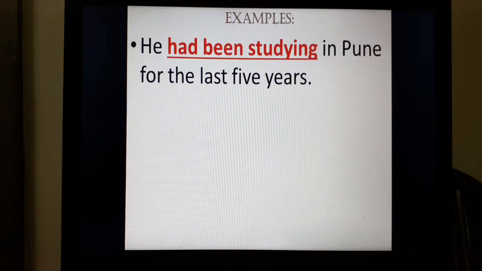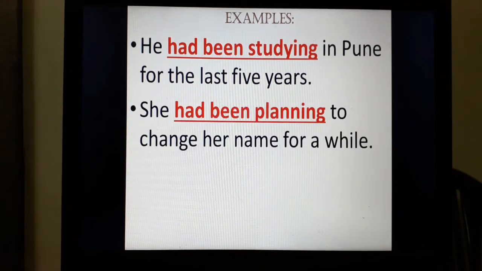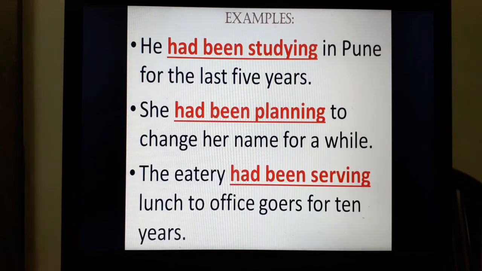He had been studying in Pune for the last 5 years. She had been planning to change her name for a while. The eatery had been serving lunch to office goers for 10 years. Had been studying, had been planning, and had been serving are past perfect continuous tense.